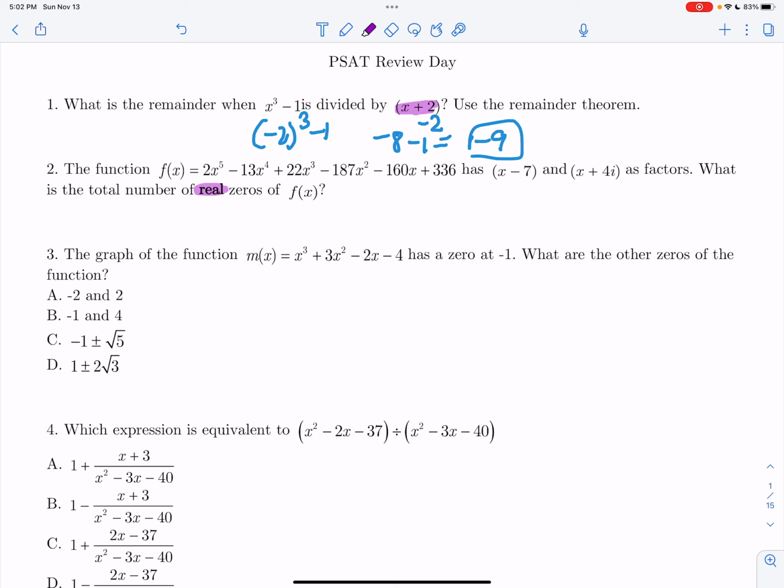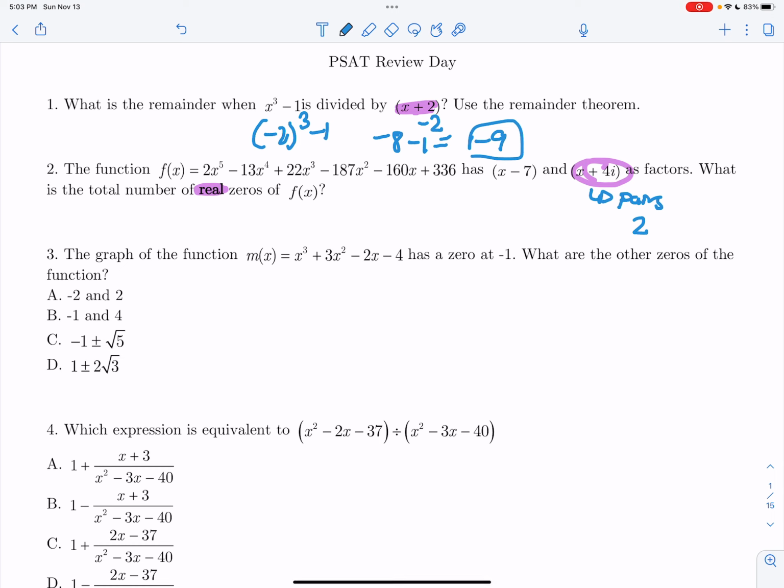you could graph this on the calculator, but these are pretty big numbers, and they gave you these big numbers because if you were to put this into the calculator, it's going to take up most of your time. Whereas if you know that if you have imaginary numbers, they come in pairs. So that's 2 already, 2 imaginary roots.